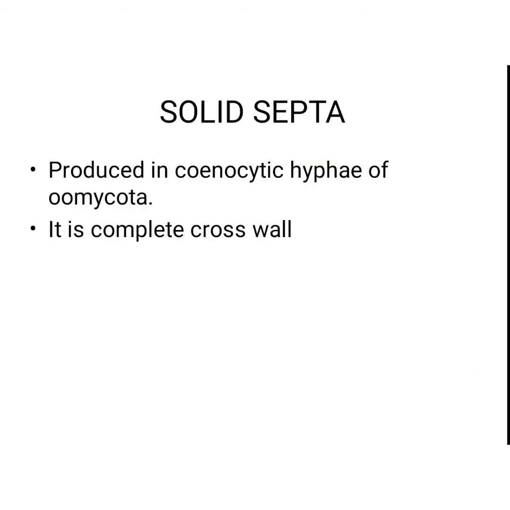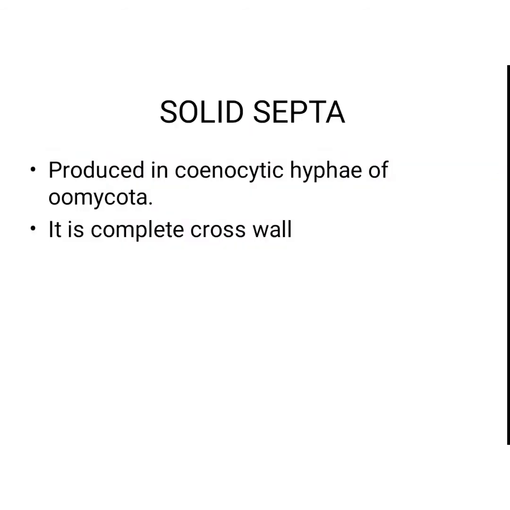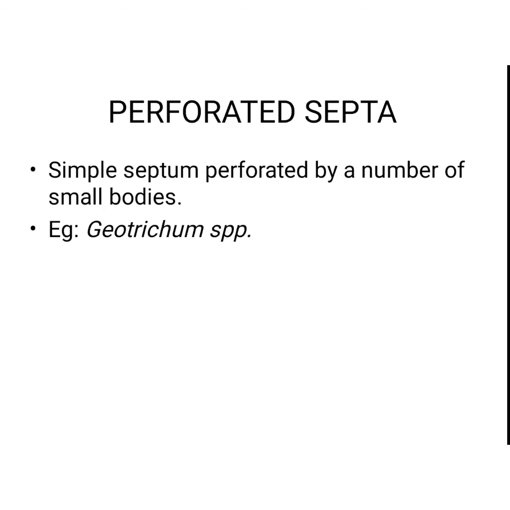First is solid septa. It is found in Oomycota phylum, which is very important. It is a complete cross wall. Solid means complete. In the picture you can see Oomycota and Zygomycota have complete cross wall. Next is perforated septa. Perforated septa means a simple septum perforated by a number of small bodies. Example is Geotrichum species. If you see the picture, you can clearly understand. Small bodies will be present in between with some perforations.